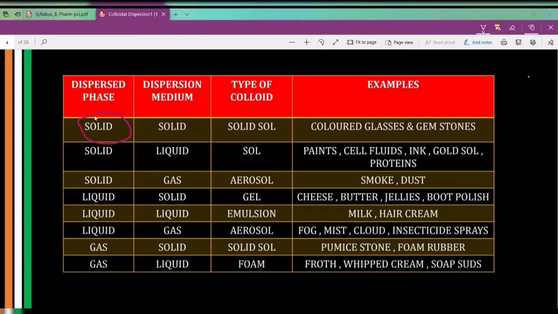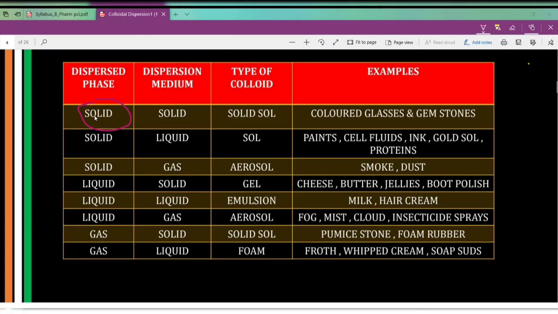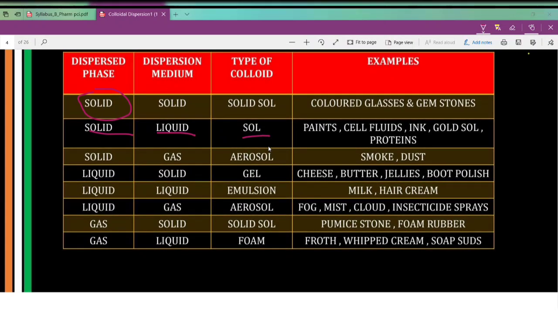If the phase is solid and the medium is liquid, then we call it a sol. You can learn this terminology, sol, later also. The examples are paint, snail fluids, ink, gold sol, protein. In the chapter of rheology, in thixotropy, rheopexy, you will hear this term sol. So sol means the dispersed phase is solid and the medium is liquid.